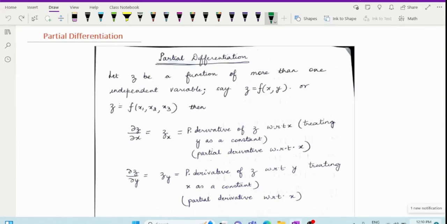In today's video, we are going to start with a discussion on partial differentiation. So let us begin by understanding what is partial differentiation and how it is different from ordinary differentiation.